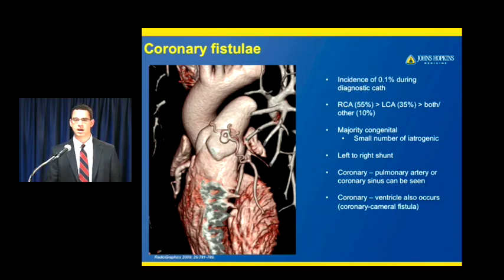If they terminate in a chamber, they actually have a different name. They're called coronary cameral fistulas. So any coronary to ventricle fistula is called a coronary cameral fistula. Coronary to pulmonary artery, like I said, you can see sometimes. Coronary to coronary sinus is a common one that you may see. And oftentimes they have a variable appearance. Sometimes you'll see a little dilated branch and maybe an aneurysm. Other times you might see that the coronary itself, which is involved in the fistula, is dilated, so it does have a variable appearance.